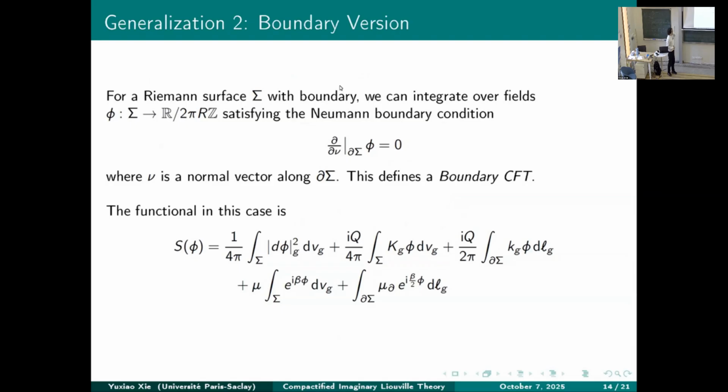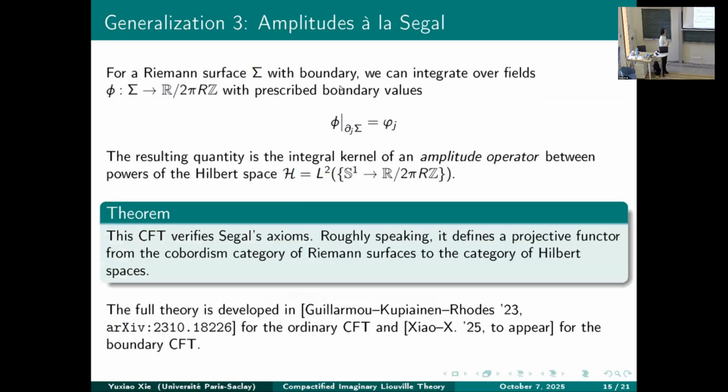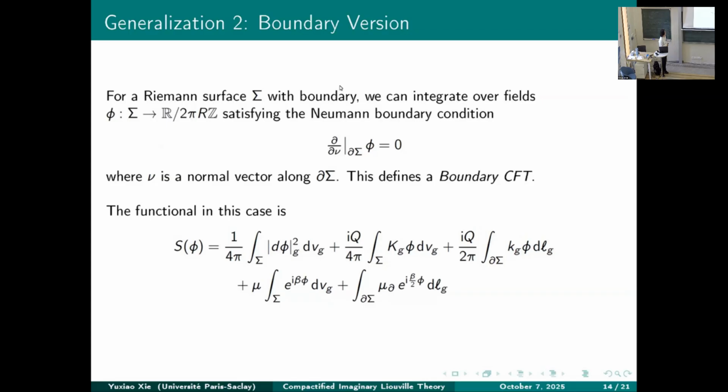Another thing you can do is consider the boundary CFT. Instead of working with a closed surface, you assume that your surface has some non-trivial boundary, and then you integrate over fields that satisfy the Neumann boundary condition. In this case, you have additional terms in your action: a boundary curvature term plus a boundary potential term. In this sense, you can define a boundary CFT, which is important in a number of ways. Was Neumann just a choice? Yeah, you can also do other boundary conditions, which is what we're arriving at next.